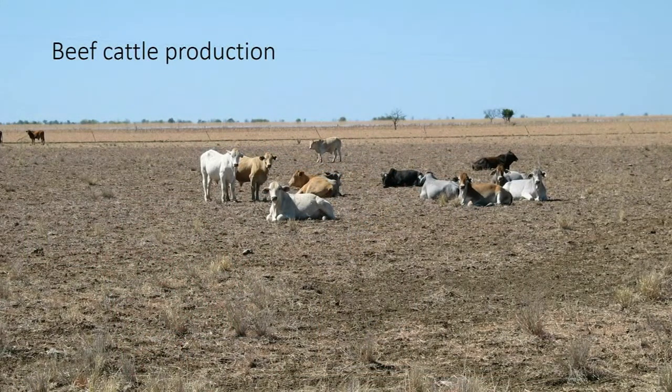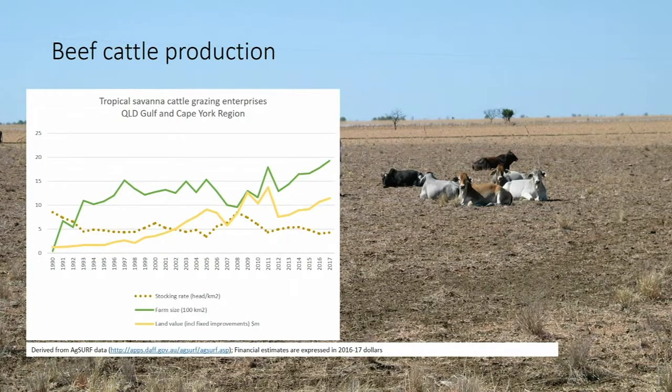The most prominent industry in Northern Australia, of course, is beef cattle production, and again, it makes a significant contribution to the national accounts. Now, what we have seen, and I've just given you a few data for northwest Queensland on those graphics, is we have seen a consolidation of enterprises.